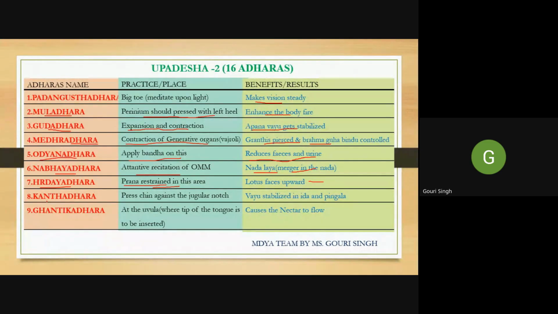The next one is the Kantha Adhara: press the chin against the jugular notch, which we can say is applying the Jalandhara Bandha. If you practice this, the Vayu, or the air, becomes stabilized in the Ida and Pingala Nadi. Then Ghantika Adhara, the area of the uvula, where the tip of the tongue is to be inserted, so that it causes the nectar flow.